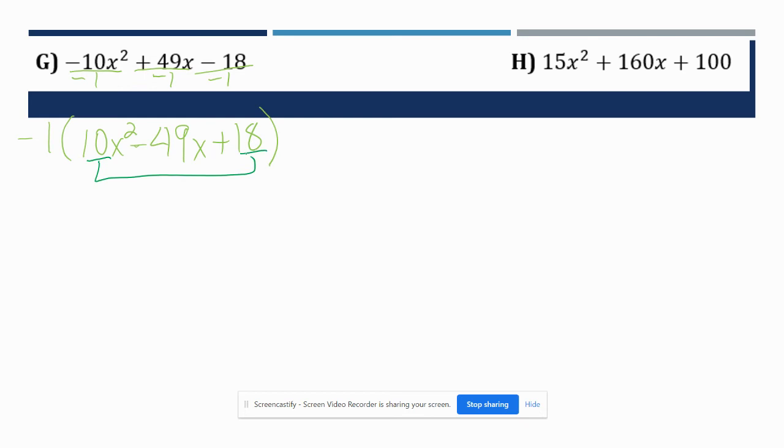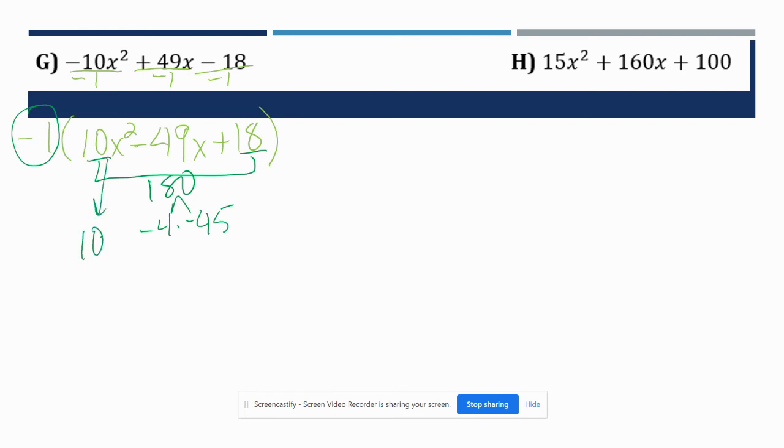10 times 18 is 180. The factors of positive 180 that add to negative 49 are negative 4 and negative 45. Negative times a negative is a positive 180. Negative 4 plus negative 45 is negative 49. Remember, for right now, we're leaving this negative 1 alone on the outside.